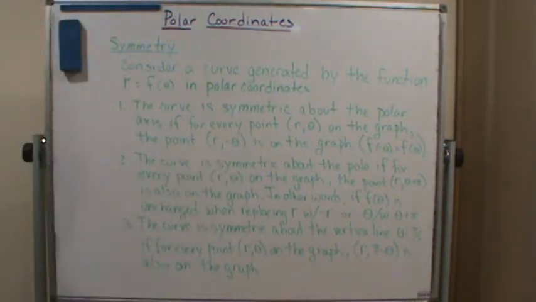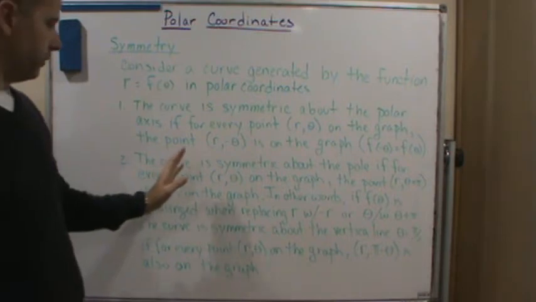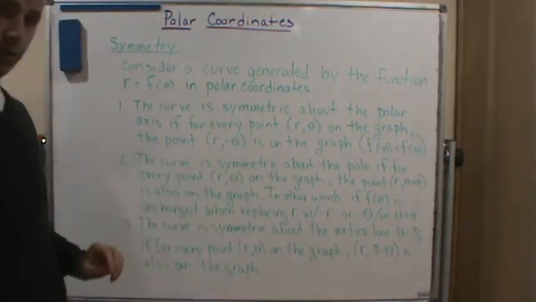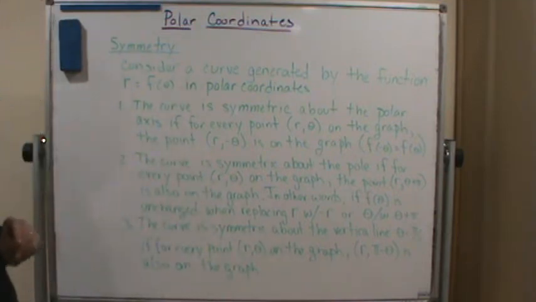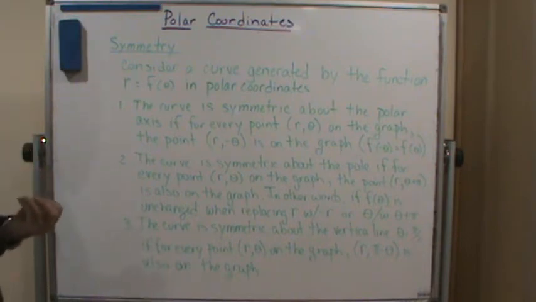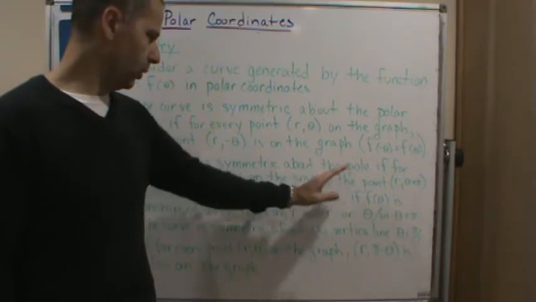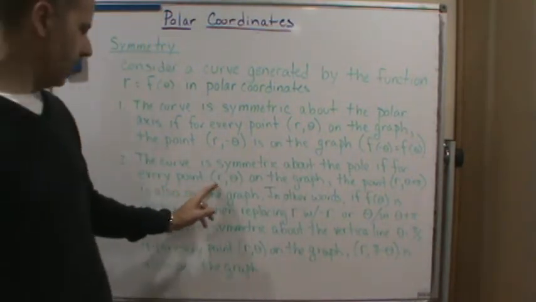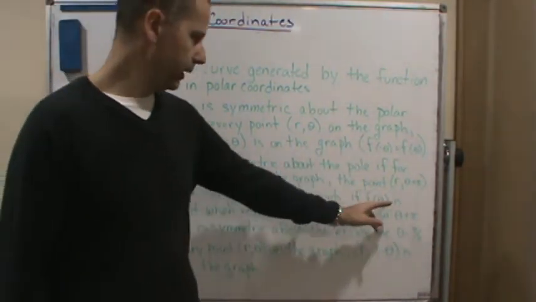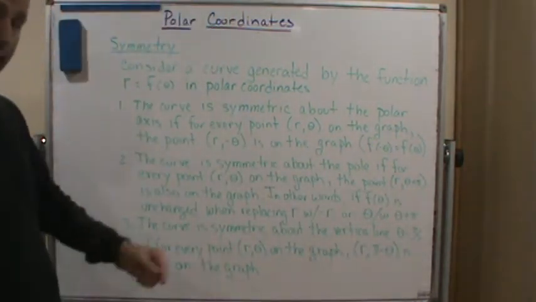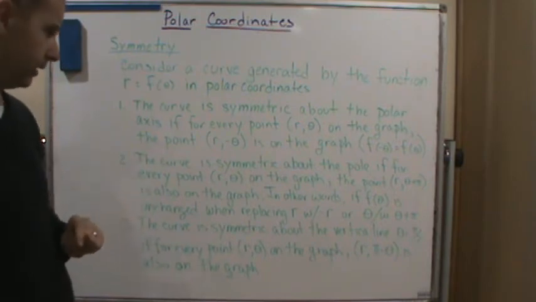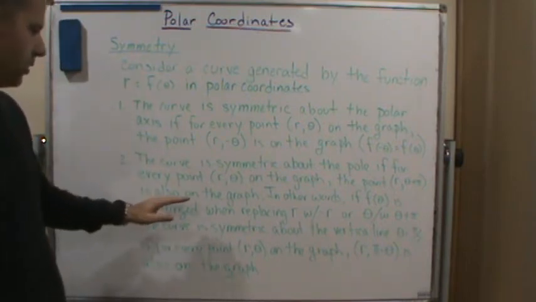Okay, so now, 2, the curve is symmetric about the pole. So this is again similar to the origin, right? The pole is the origin using the Cartesian plane, but in the polar coordinate system, it's called the pole. So the curve is symmetric about the pole if for every point r comma theta on the graph, the point r comma theta plus pi. So again, that's 180 degrees, right? Pi is 180 degrees, is also on the graph.